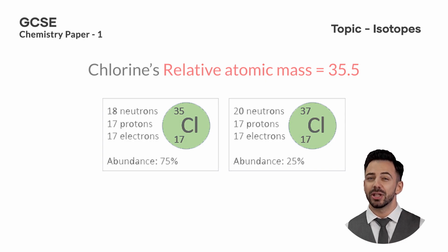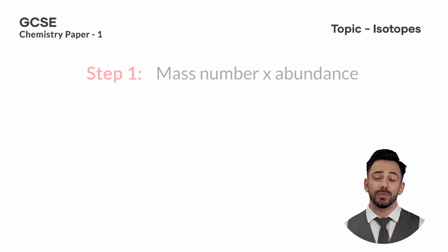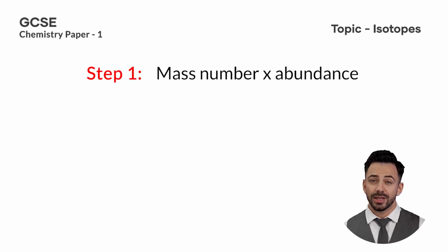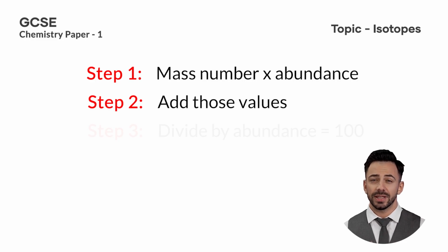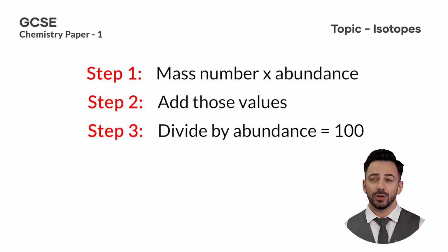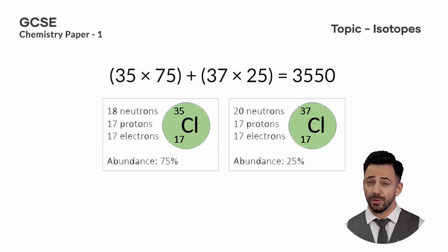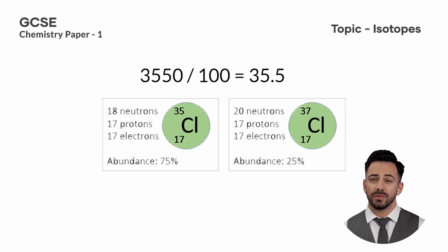Now let's go through the calculation steps. Step 1. Multiply each isotope's mass number by its abundance. Step 2. Add those values together. Step 3. Divide by the total abundance, which is 100. For chlorine, 35 times 75 plus 37 times 25 equals 3,550. Divide by 100 and you get 35.5.